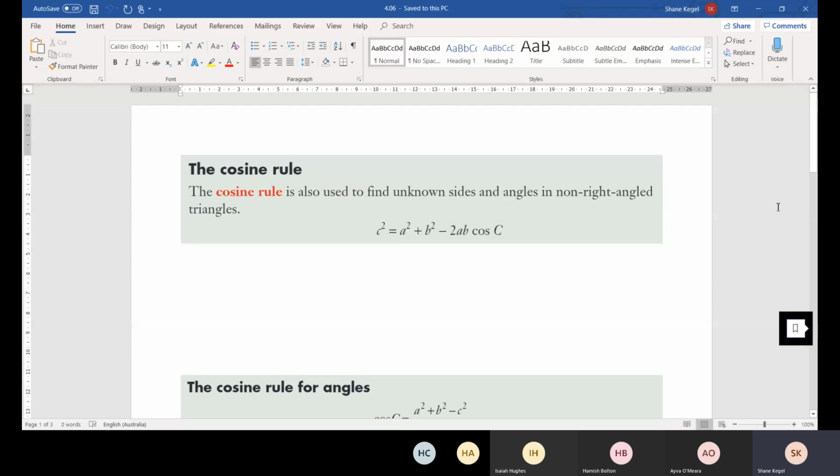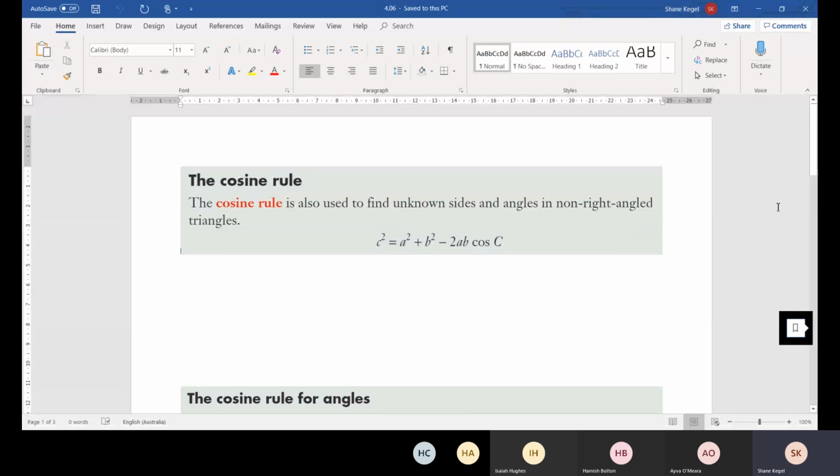So basically, so long as we're missing one of those values, so either we're missing one side or we're missing one angle, we can find that, provided that we know the other two sides and an angle, or we know all three sides but we don't know an angle.